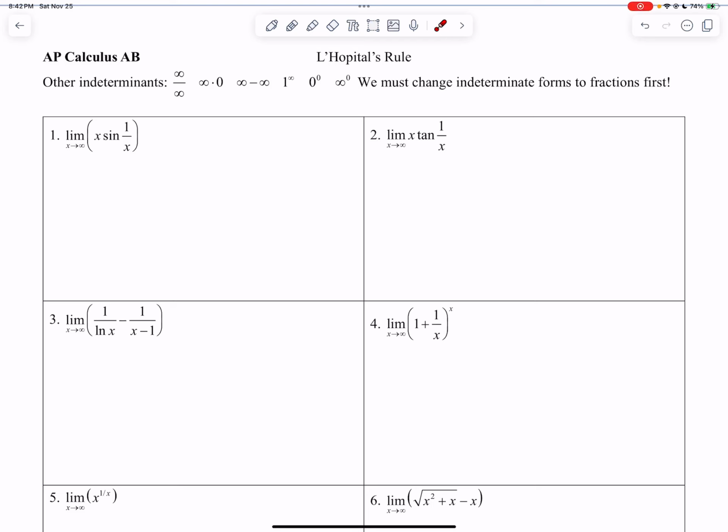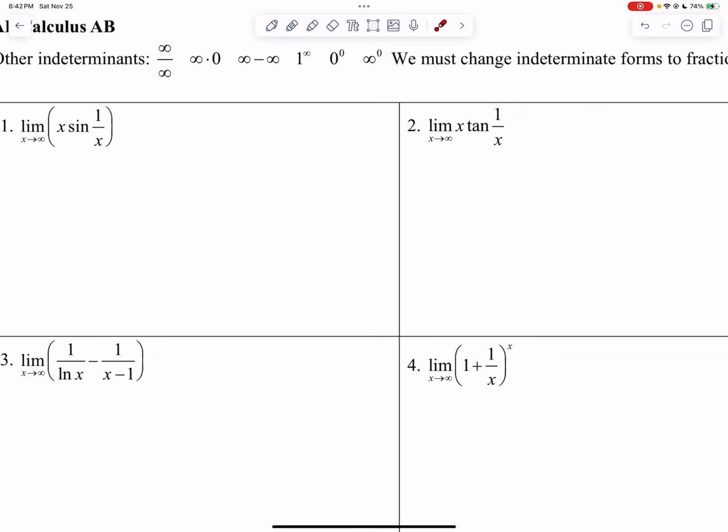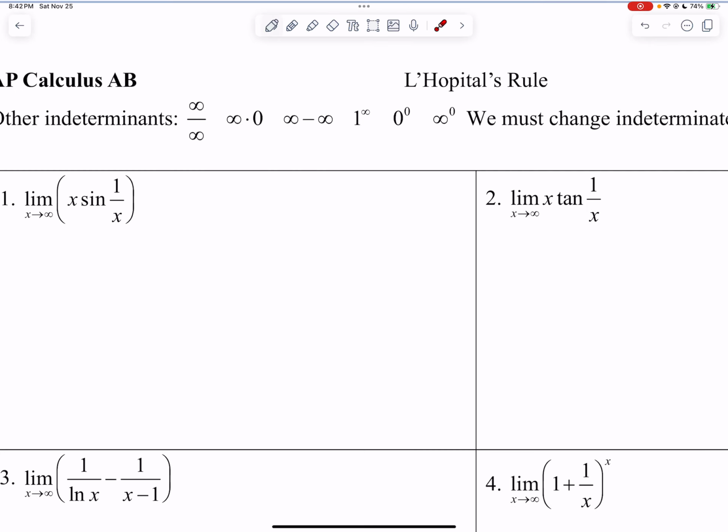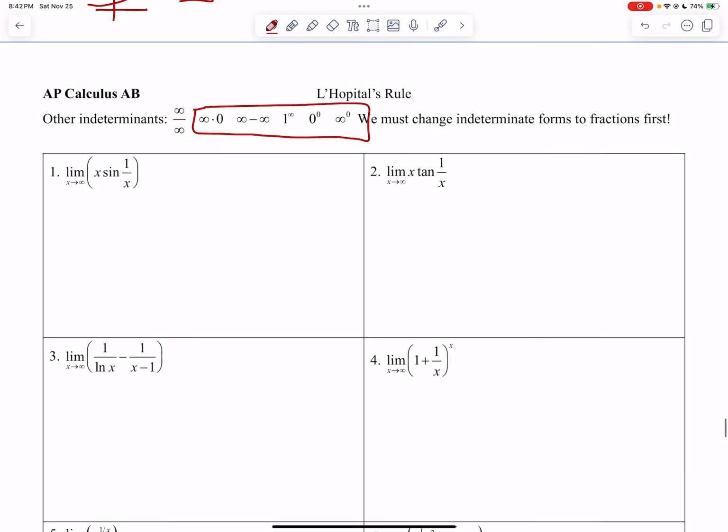Alrighty, this is day 2 of L'Hopital's, and this is where we are going to be talking about other indeterminates. So we know 0 over 0, and we know infinity over infinity, but now we have other indeterminates, such as infinity times 0, infinity minus infinity, 1 to the infinity, 0 to the 0, infinity to the 0 power. Now, if we have these types of indeterminate forms, we are going to make these into fractions and then use L'Hopital's with the fraction.